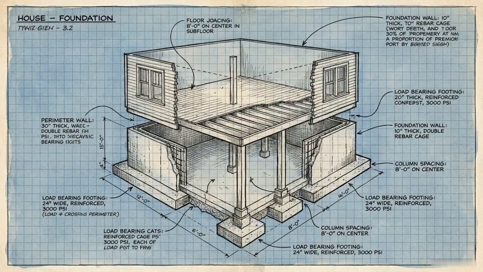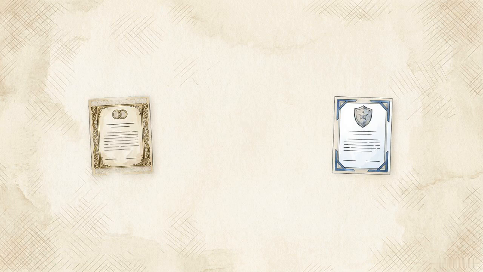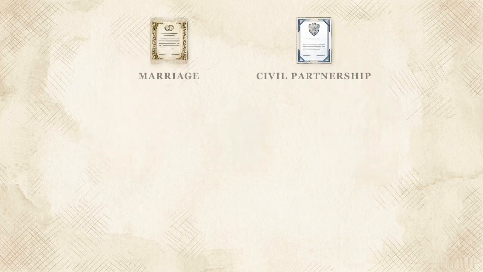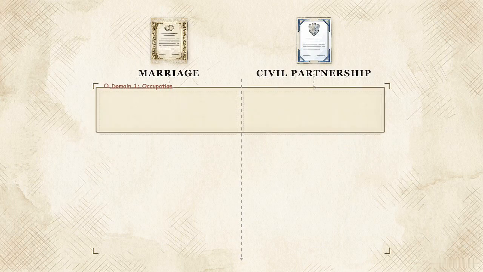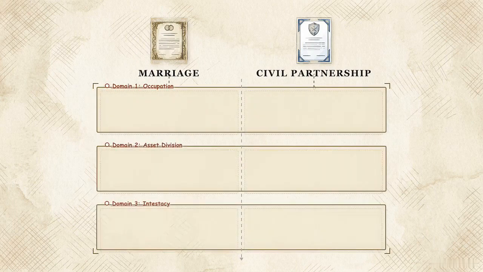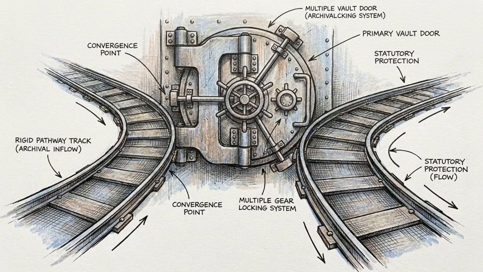We must examine how these two distinct legal statuses reconstruct those baseline property rights. To visualize this, we place a marriage certificate left and a civil partnership right. In property law, they act as a mirror. Dissolving into a matrix, their statutory terminology differs, but their functional property rights align across three domains: occupation, asset division, and intestacy.